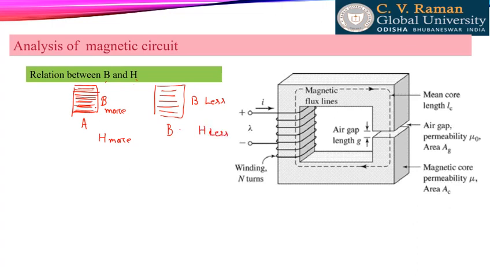So from this example, we can conclude that B is directly proportional to H. Now we need one proportionality constant. So B will be equal to mu H. And here, mu is the permeability of the material.